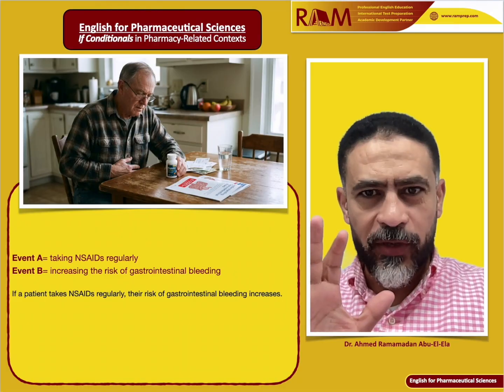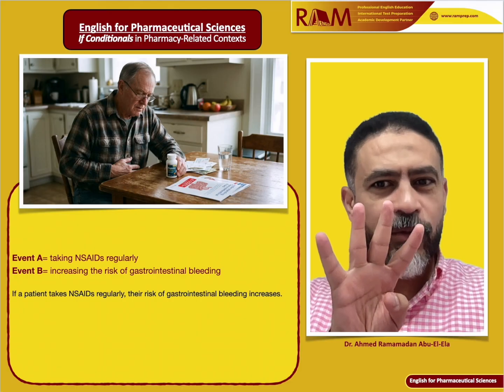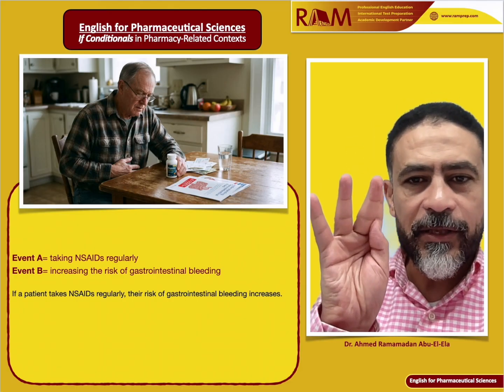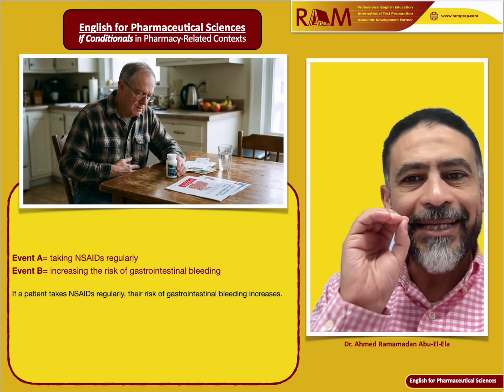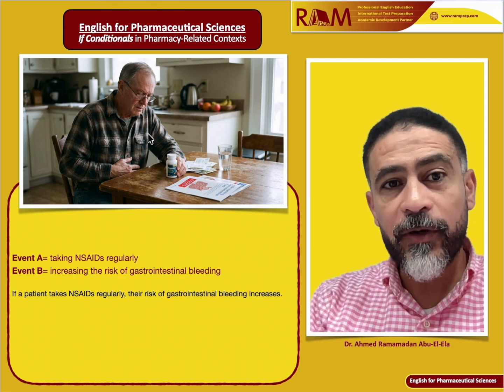We all know that we have four types of if conditionals. I know that you know them. The zero conditional, the first conditional, the second conditional, and the third conditional. Okay, let's tackle them one by one. But before we tackle the zero conditional, let's consider the following scene.